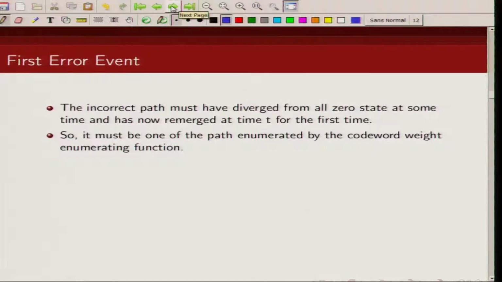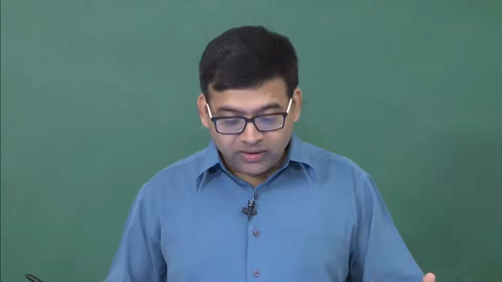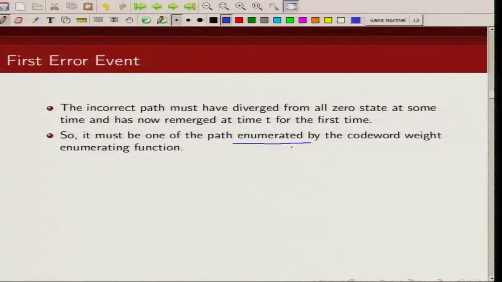Now, can we find out the weight corresponding to this incorrect path? Yes, we can, because when we write the weight enumerating function of a convolutional code, it enumerates the weight distribution of all valid code words. Any path through this trellis diagram is a valid code word. So, we can easily enumerate the code weight corresponding to any path through this trellis.